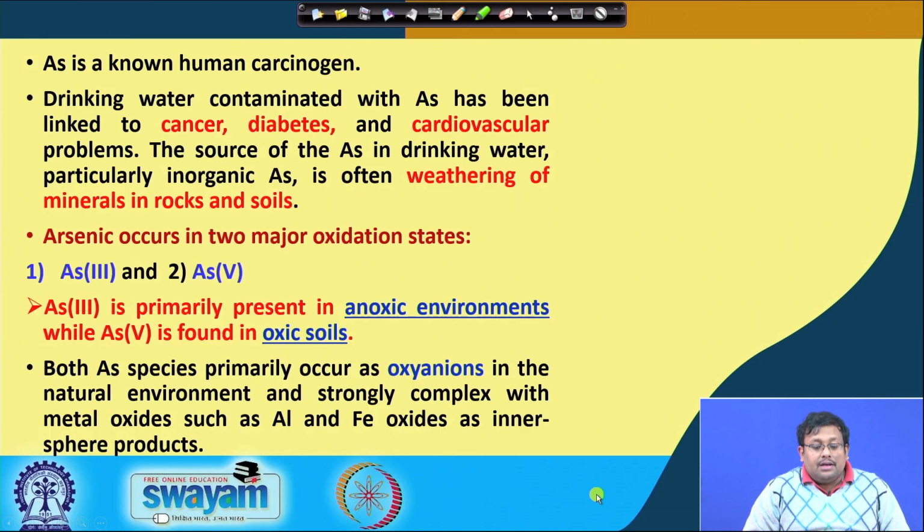If we go ahead, let us start with arsenic. Arsenic is a metalloid which is a known human carcinogen. It produces carcinogenic impacts in the human body. Drinking water contaminated with arsenic has been linked to cancer, diabetes and different types of cardiovascular problems. The source of arsenic in drinking water, particularly inorganic arsenic, is often the weathering of minerals in rocks and soil.